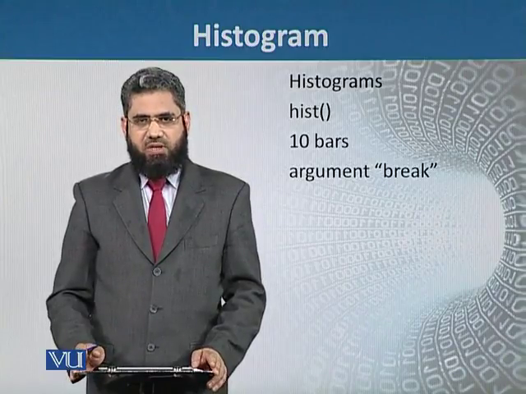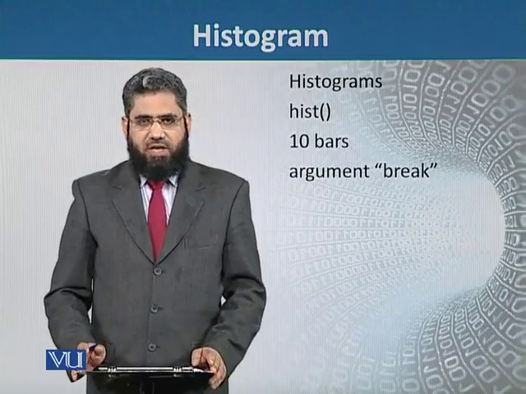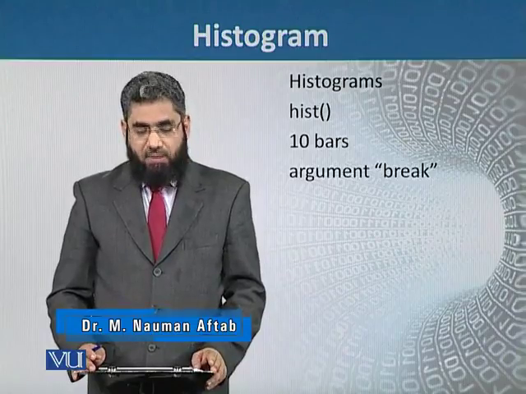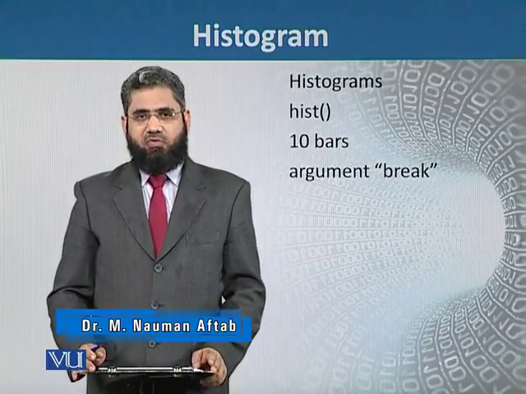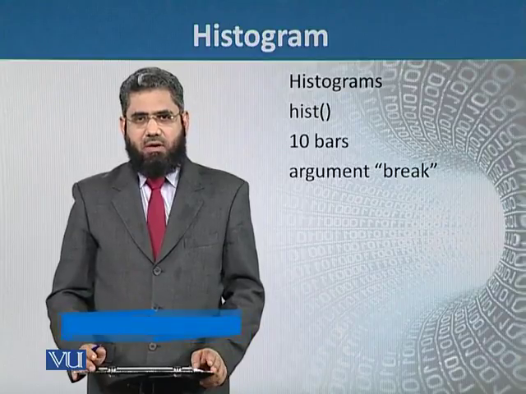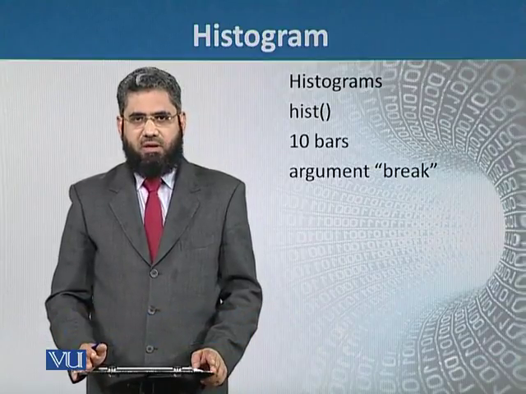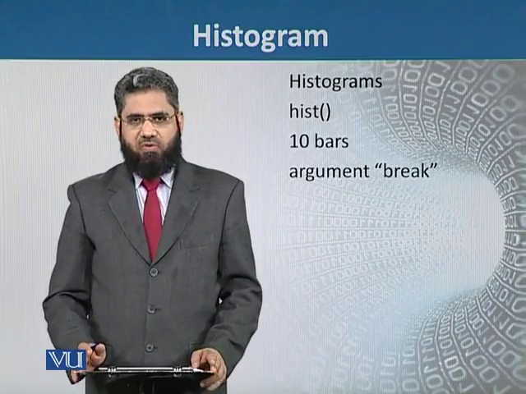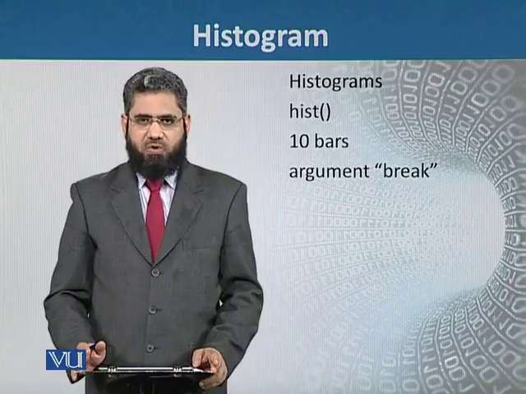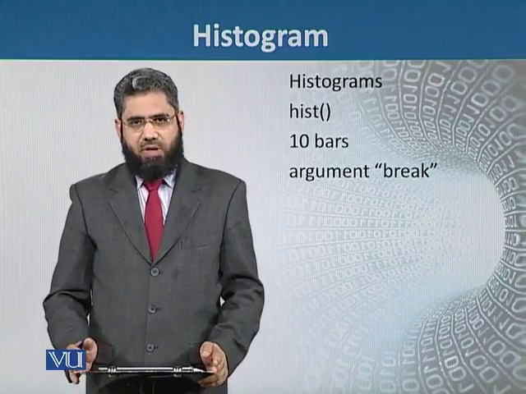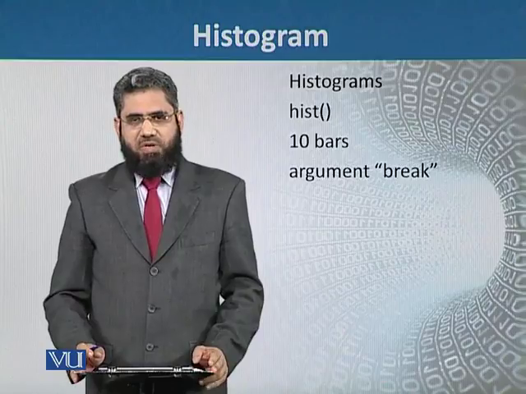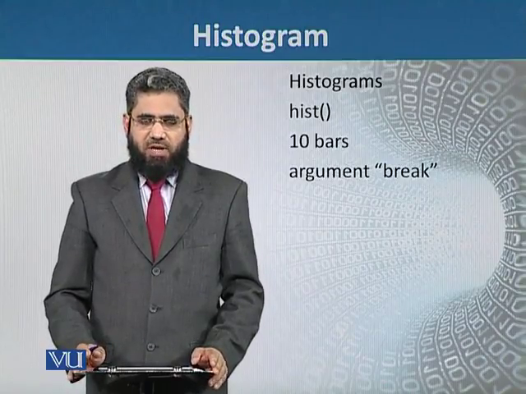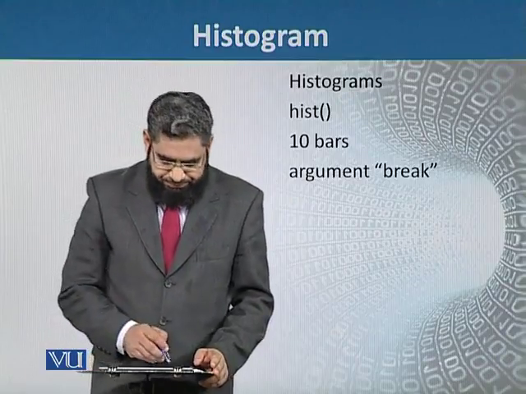So it means it will take 10 values from the normal distribution. But we can change the default setting of 10 bars by using the argument breaks. We can use the argument breaks and increase the number of bars that we want to generate. A bar means one value, so we can add more values to our data by using the argument breaks.